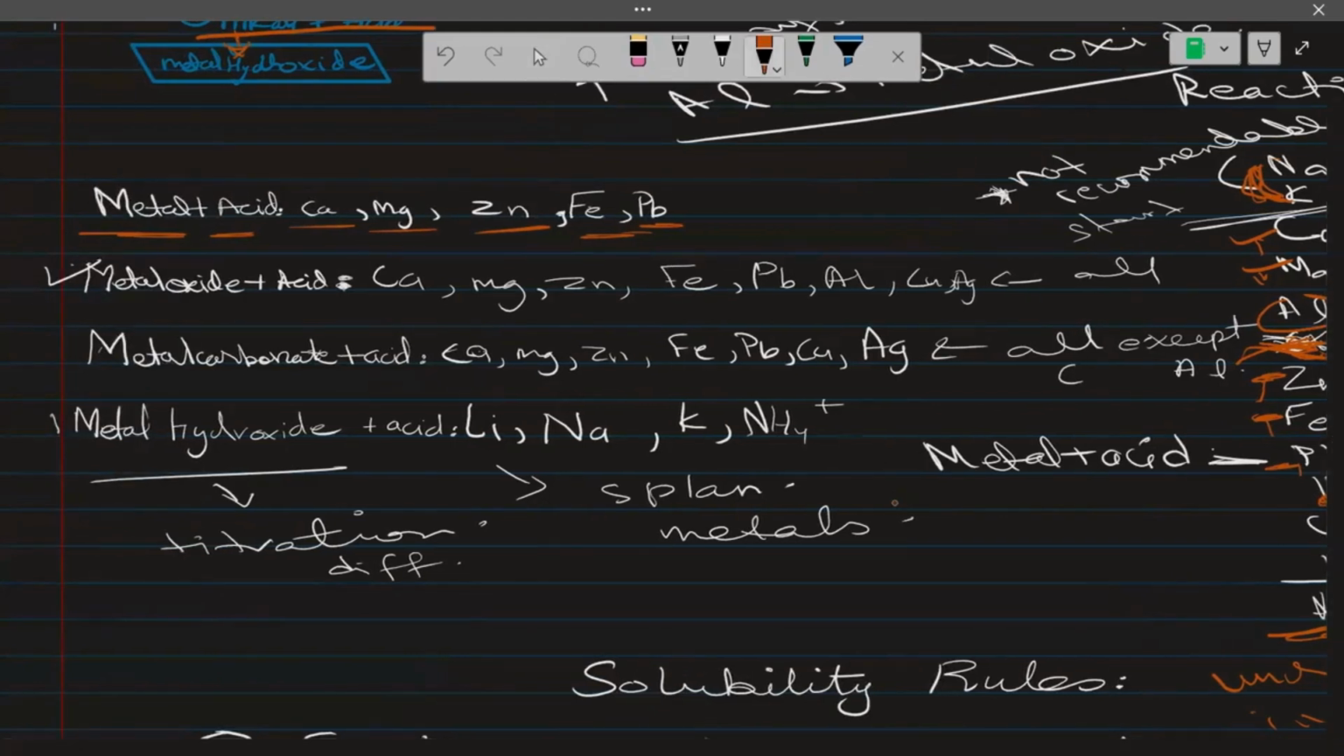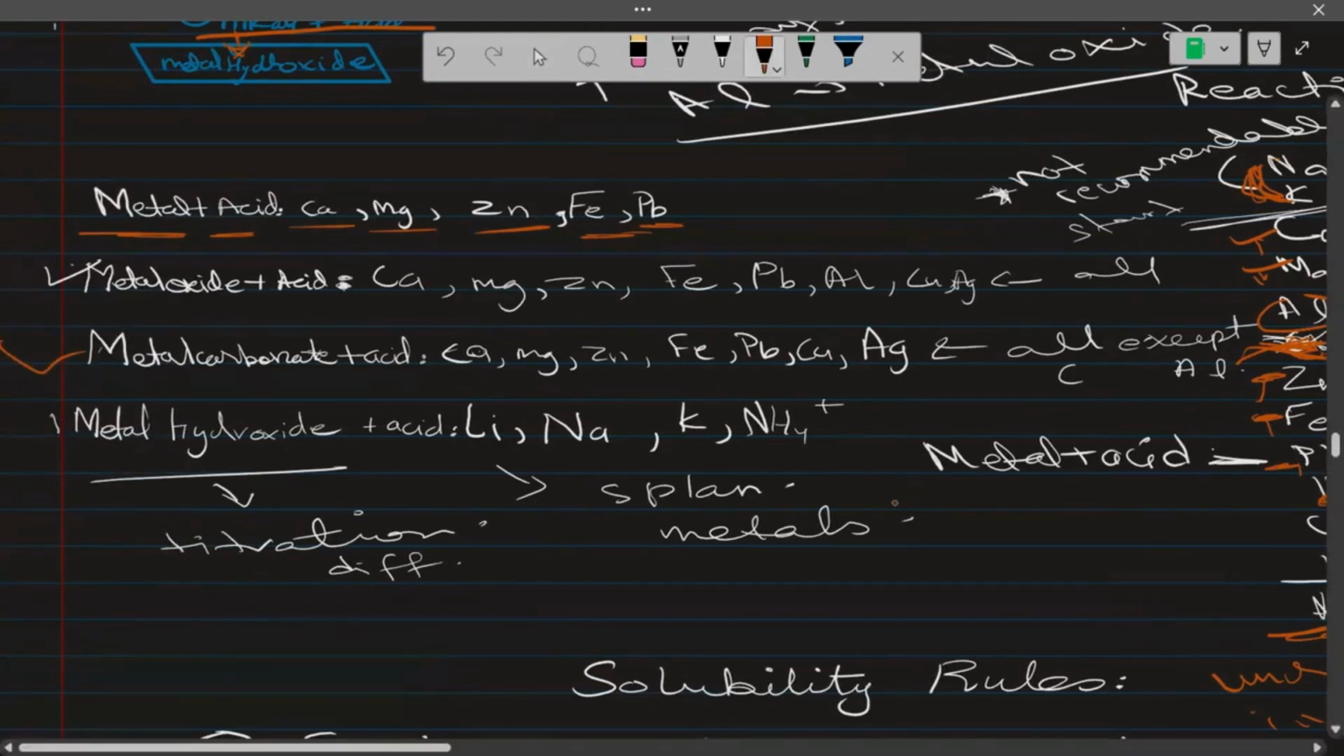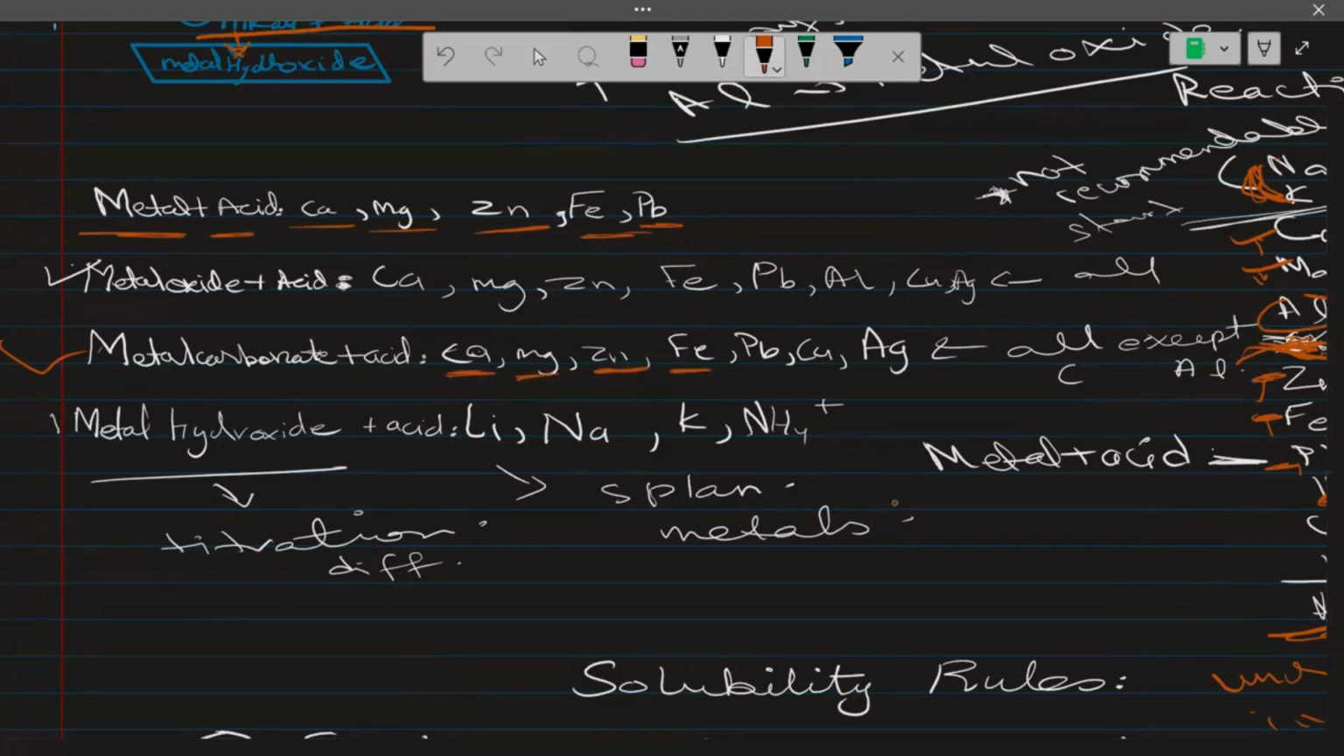Now let's come to metal carbonate. For metal carbonate, which things are needed? Calcium, magnesium, zinc, iron, lead, copper, and silver. And again, aluminum is not present because it makes a coating. Hence, we don't add aluminum.